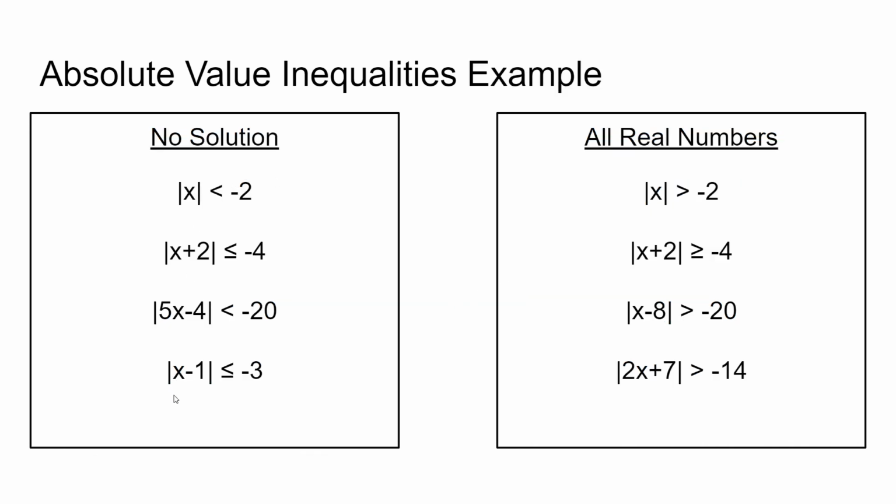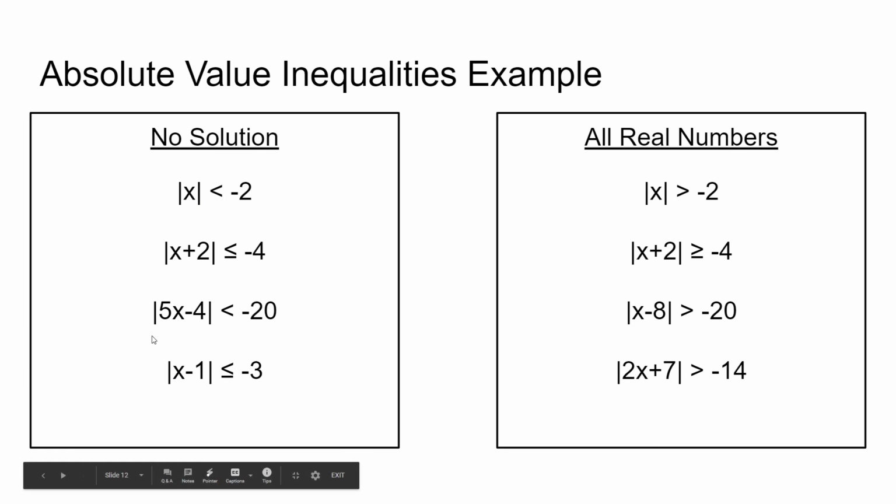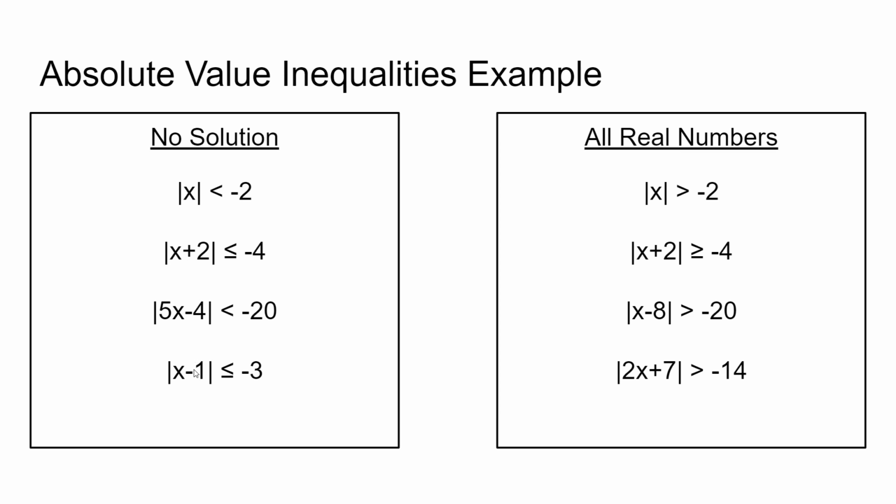So all of these inequalities have no solution because it's trying to tell us that the absolute values, which are always going to be positive numbers, are less than a negative number. And a positive number cannot be less than a negative number, so therefore there will be no solution. These inequalities have the solution all real numbers because it is saying that a positive number is greater than a negative number. This will always be true no matter what absolute value you put.